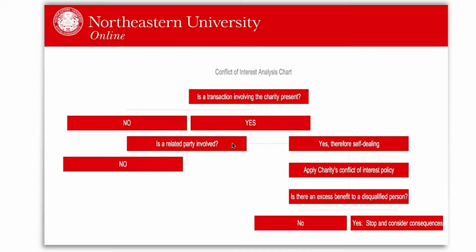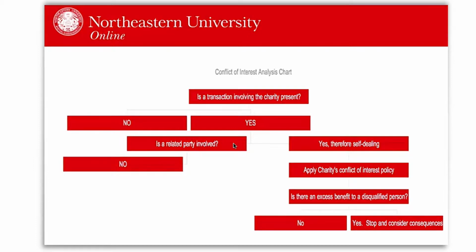Is a related party involved? So the transaction has two parties. The charity is one party, and the second party could be an individual, or it could be a company or a business. Now, how do we know if there's a related party? Well, we have to look at the other party and see if there's a disqualified person involved.